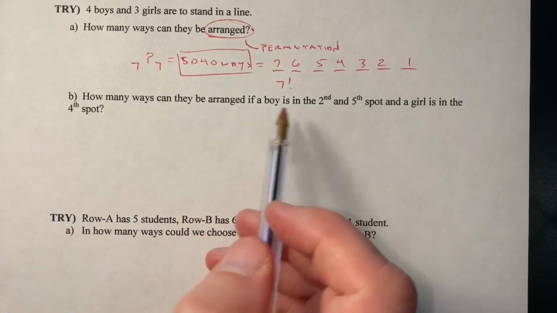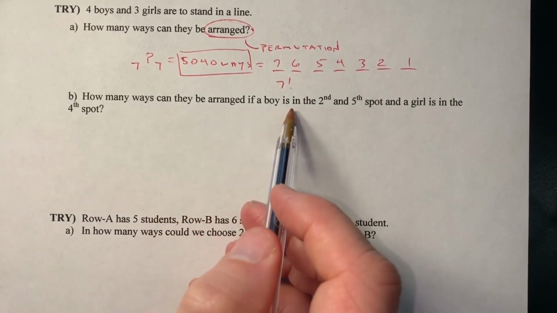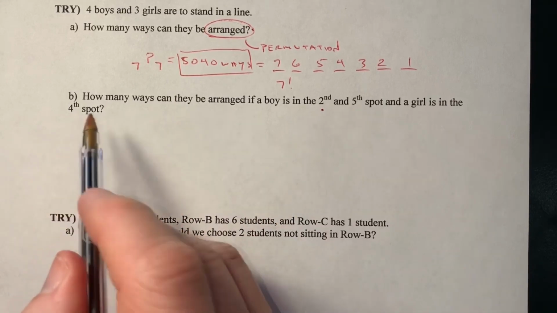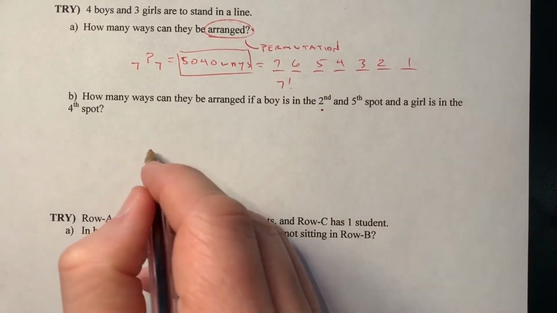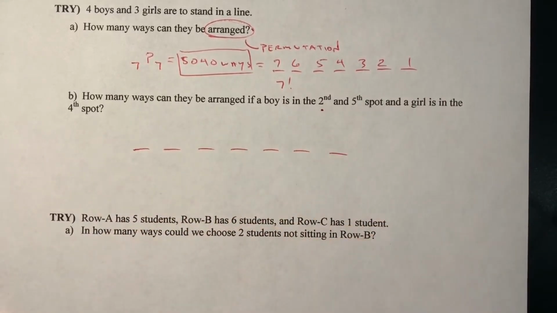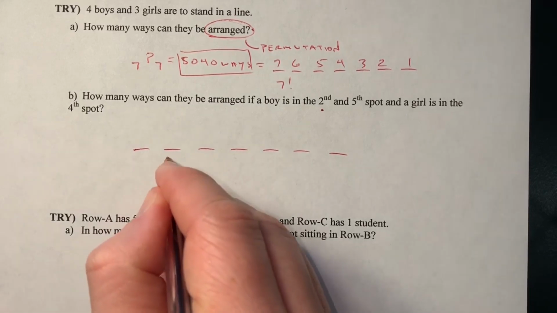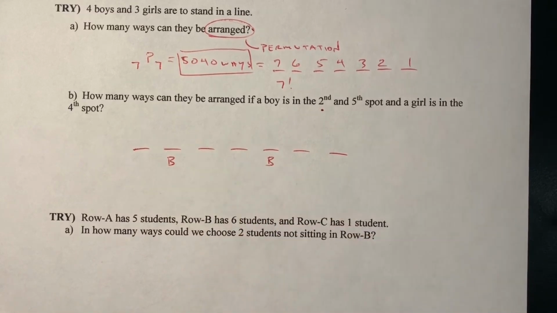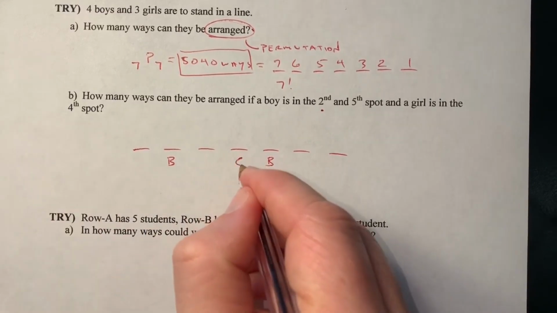Okay, now we're going to have some restrictions. How many ways can they be arranged if a boy is in the 2nd and 5th spot and a girl is in the 4th spot? Now I think the blanks is the way to go. Okay, so in the 2nd and 5th spot, there's a boy. The 4th spot is a girl.